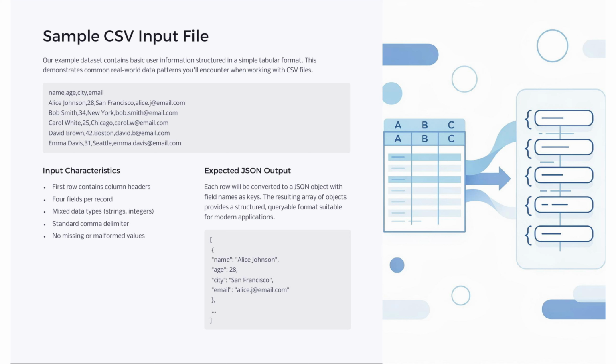Our dataset features user information in a tabular CSV format, with headers and 4 fields per record: name, age, city, and email. It includes mixed data types and uses a standard comma delimiter. Each row will be converted into a JSON object, creating a structured, queryable format ideal for modern applications.